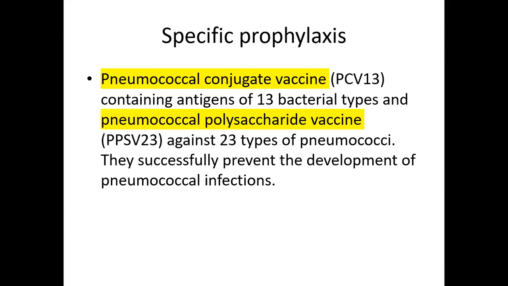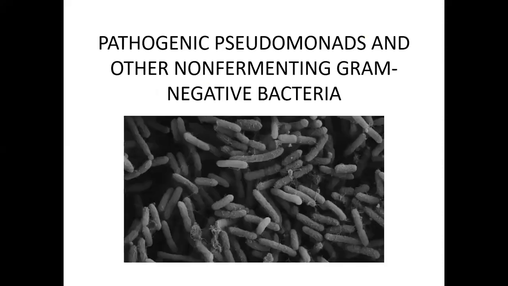Specific prophylaxis. There are two vaccines against pneumococcal infection: pneumococcal conjugate vaccine containing antigens of 13 bacterial types, and pneumococcal polysaccharide vaccine against 23 types of pneumococci. This vaccine successfully prevents the development of severe pneumococcal infection like lobar pneumonia, meningitis, and sepsis. So you should understand this vaccine protects children and old people from severe pneumococcal disease.